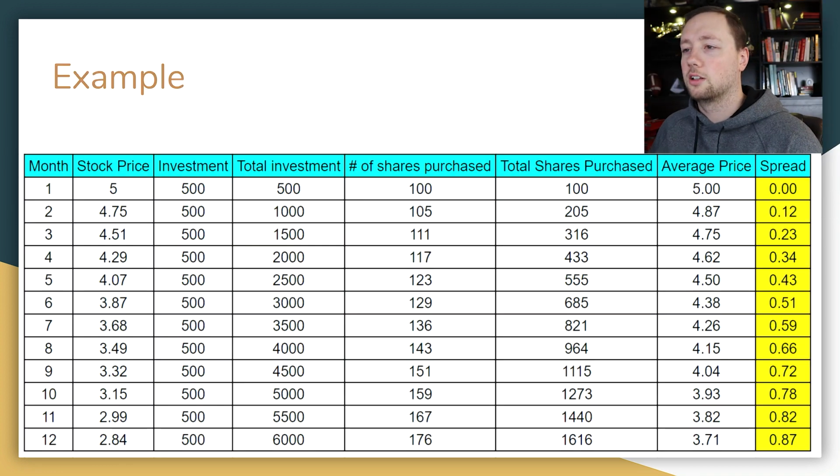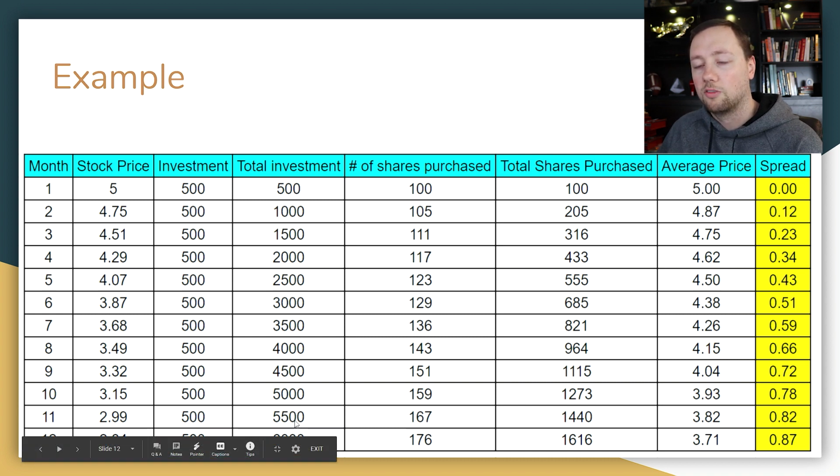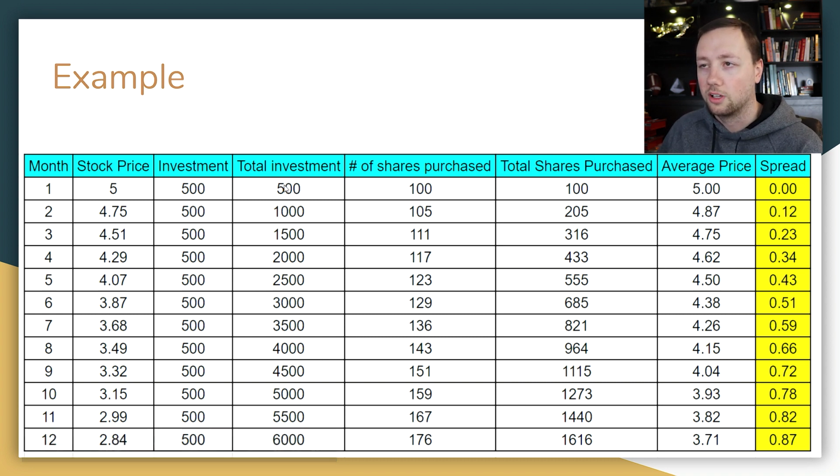So there's a lot going on here. Let me just break down the columns for you quick. On the left-hand side here is the months. So month 1, 2, 3, if you want to use years, you can as well. This is the stock price at $5 and then minus 5%, minus 5%, minus 5%. We have an investment going in of $500 per month. This is our total investment by month. So you can see at the end of 12 months, we're at $6,000 in total investment.